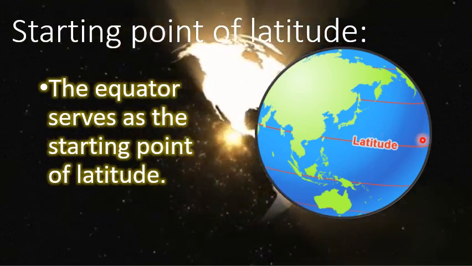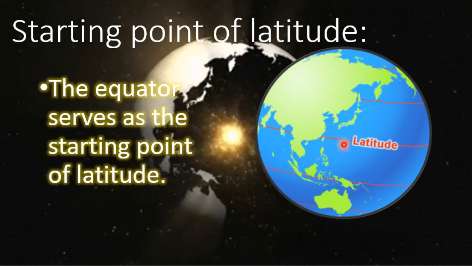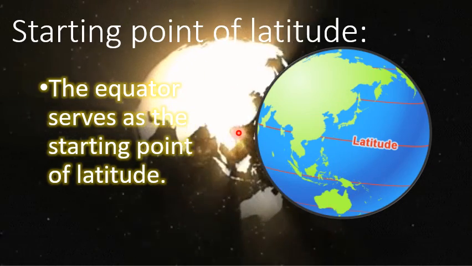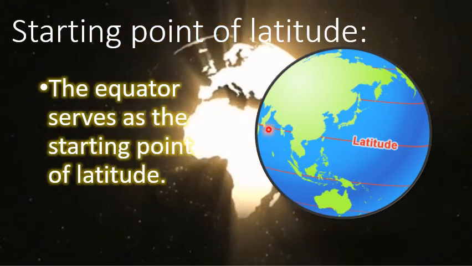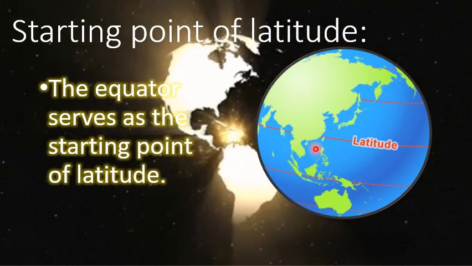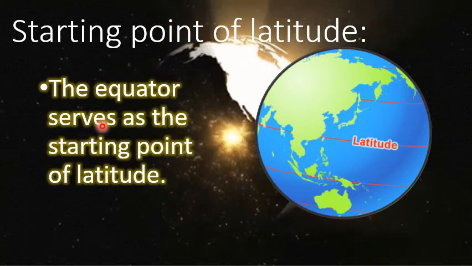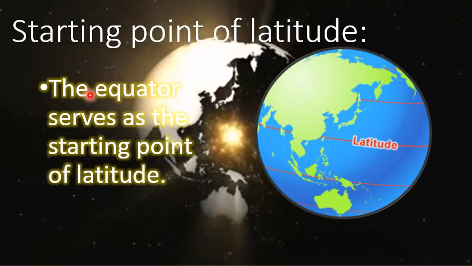Here you can see the midway line of all the lines on the globe which are traveling from east to west, called lines of latitude, and you can see here the equator, the midway line that serves as the starting point for measuring the latitude.